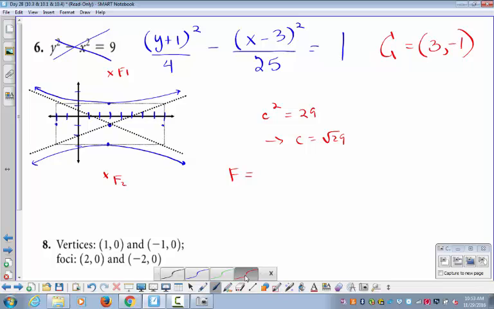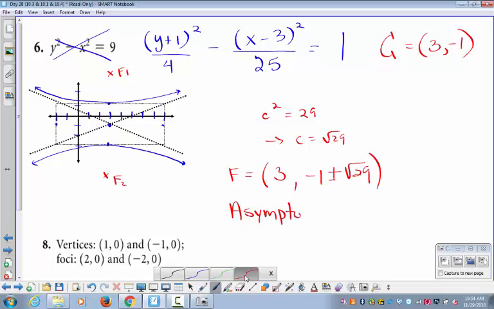So what would the coordinates of the foci be? The x coordinate's the easy one: 3, same as the center. And then, right, exactly. We use the y value of the center, which is negative 1, and from there at negative 1 we're going to go up and down root 29.